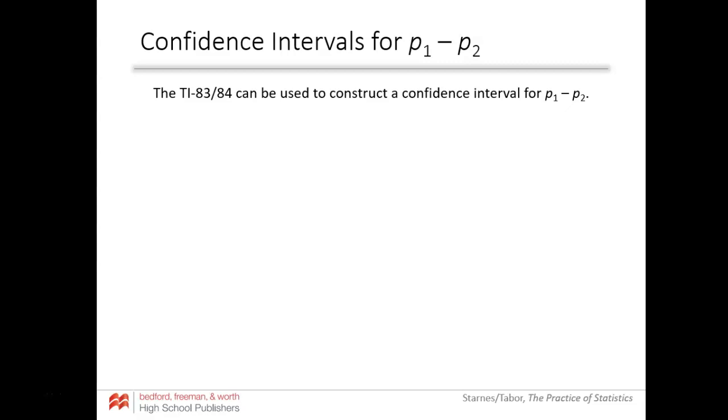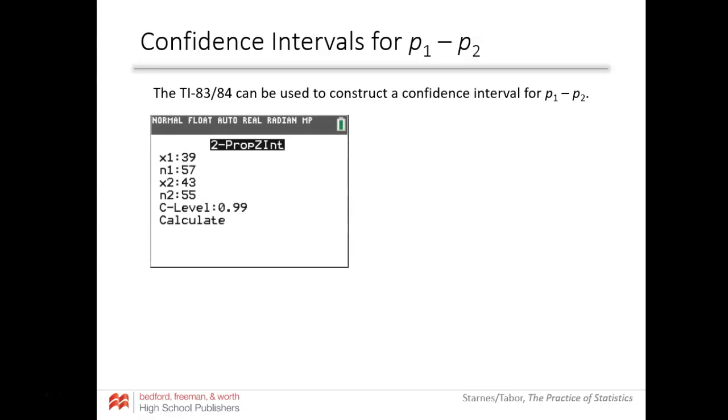So good news. Your TI-84 calculator can help you find the difference in proportions for a confidence interval. It is called a two-proportion z-test. And remember, when we were doing that by hand, that was actually the first thing we did. We're going to use a two-proportion z-test, which is what we're doing here.